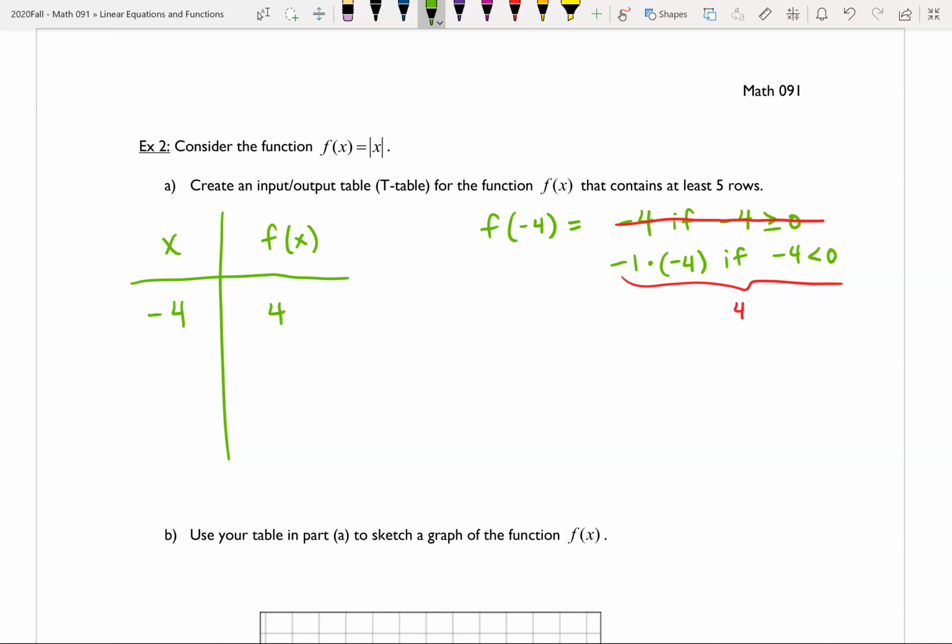And that's just kind of a more long, convoluted way of taking the absolute value of something, but you're probably more used to just taking the positive, which is fine. So I'm going to fill in a couple more values.